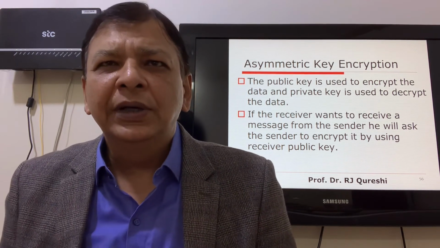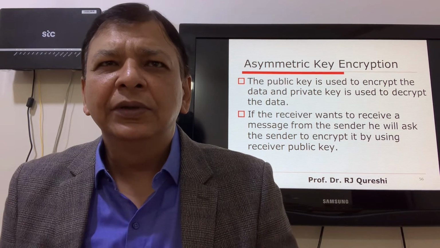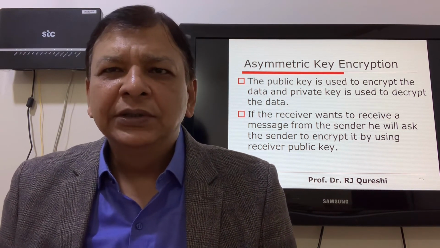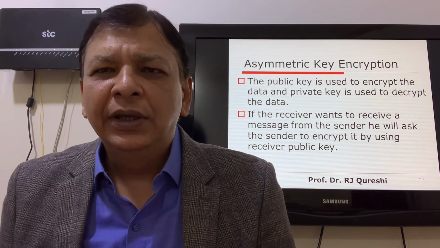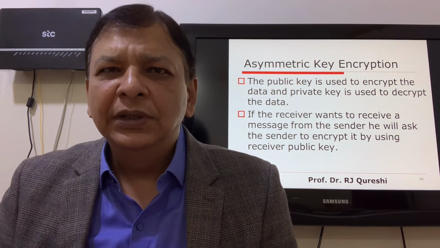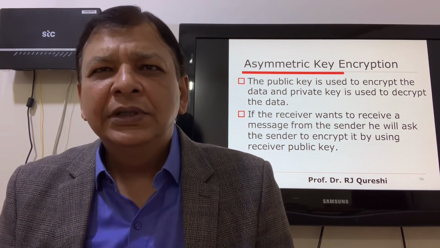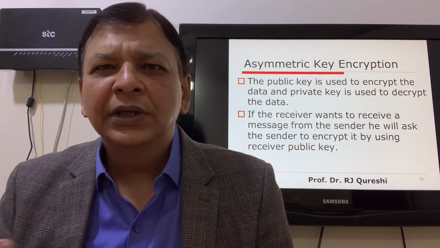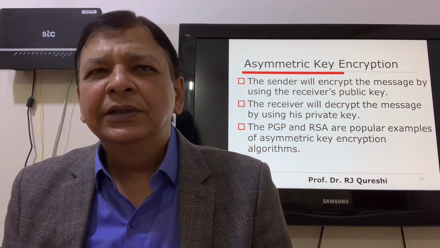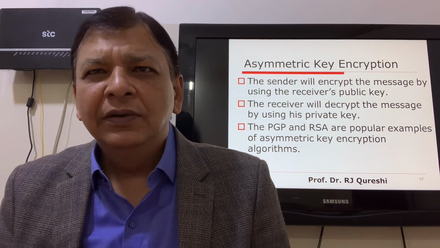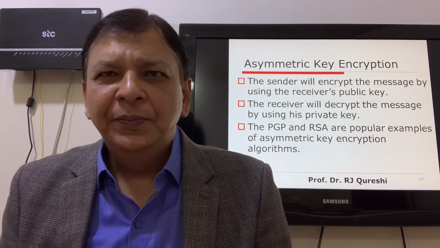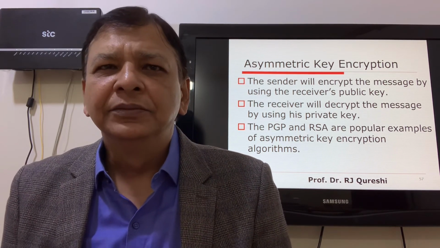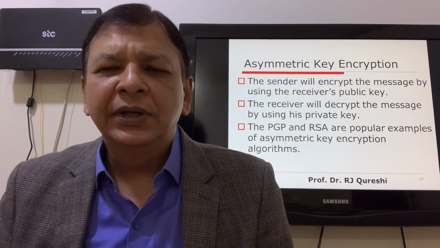But we can also encrypt the data using the private key and decrypt the data using the public key. For example, a company has customers. The public key is put on the server to encrypt the data, but it can only be decrypted using the private key that the company has. If the receiver wants to receive a message from the sender, he will ask the sender to encrypt it using the receiver's public key. The sender will encrypt the message using the receiver's public key, and the receiver will decrypt the message using the private key. PGP, Pretty Good Privacy, and the RSA algorithm are popular examples of asymmetric encryption.